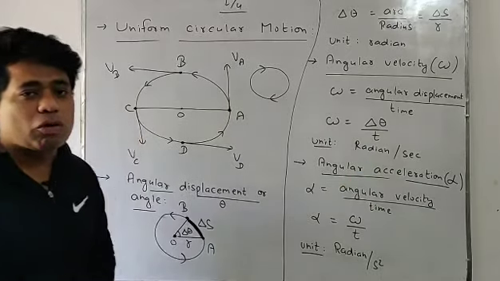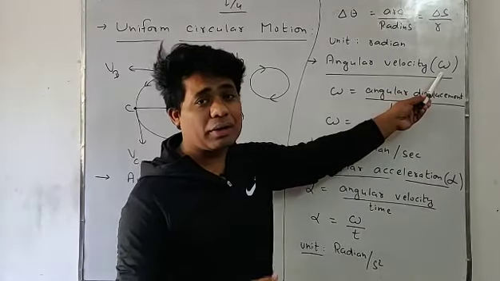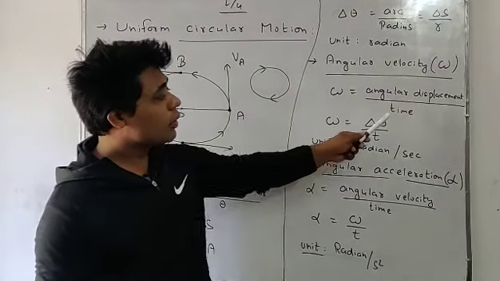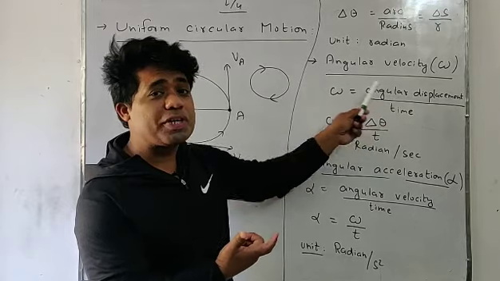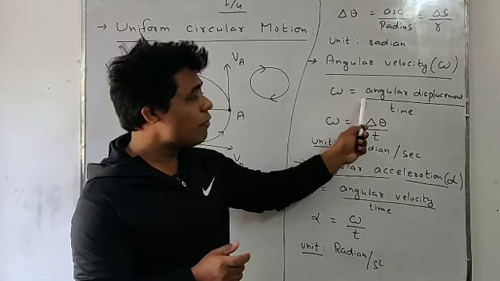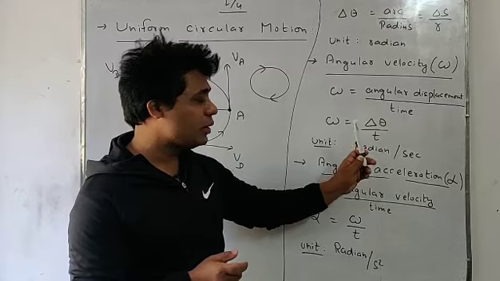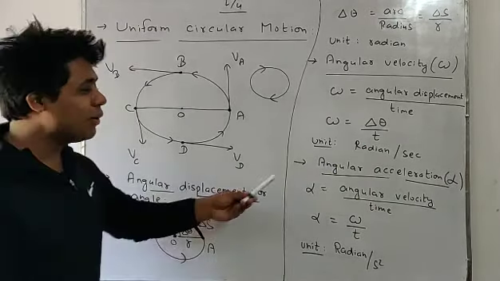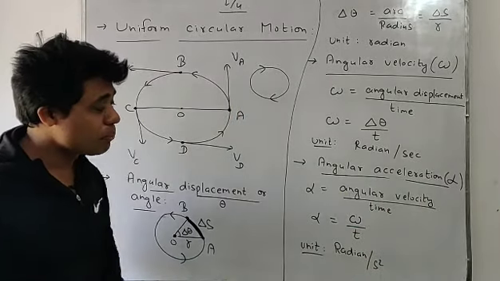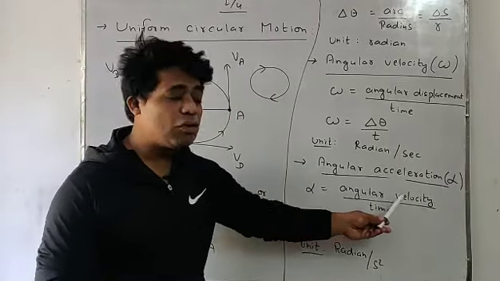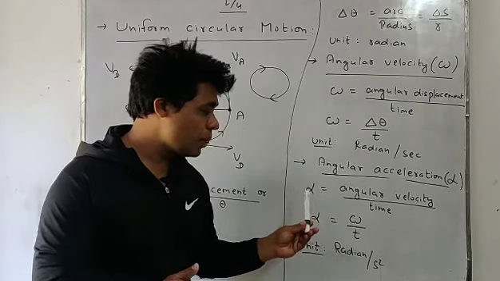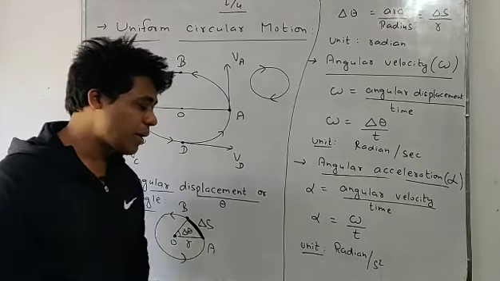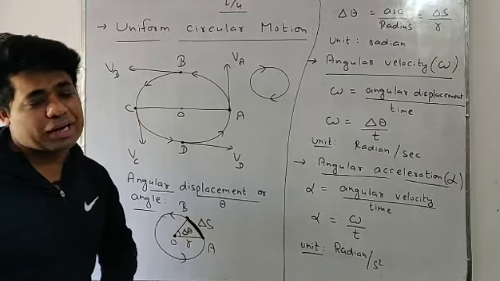The next term is angular velocity, that is represented by the symbol omega. What is angular velocity? The rate of change in angular displacement is said to be angular velocity, having formula omega equals delta theta by t and unit radian per second. Okay, next term is angular acceleration, represented by the symbol alpha. The rate of change in angular velocity is said to be angular acceleration, having formula alpha equals omega by t. Omega is angular velocity and t is time, and having the unit radian per second square.